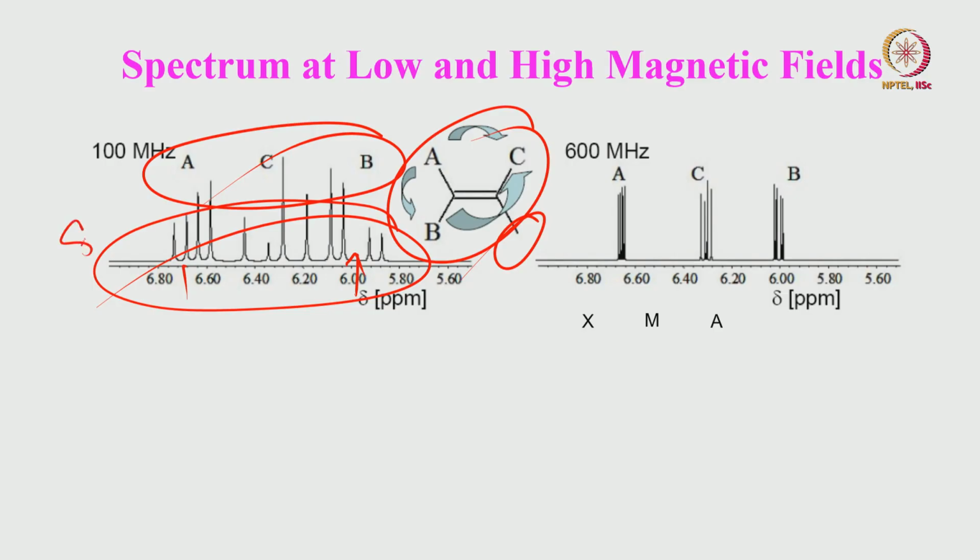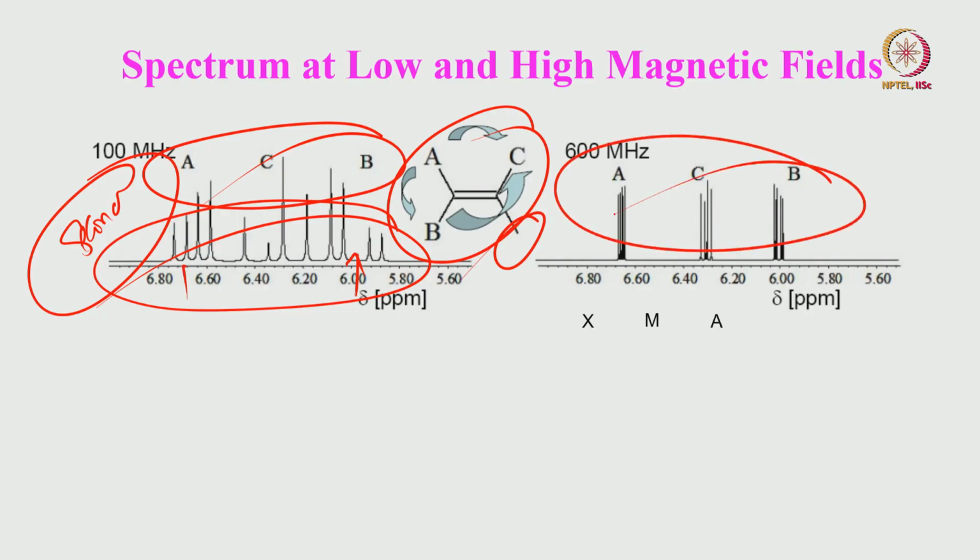This is called second order analysis, where you need to do computer simulations for all the frequencies and all the transitions, intensities. Look at this one, 600 megahertz, very well separated peaks. Looks like ABC becomes AMX here. Strictly speaking, if I give you this spectrum and ask is it AMX, your answer should be no, because look at this intensity, they are not equal.